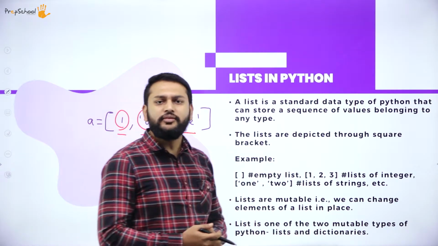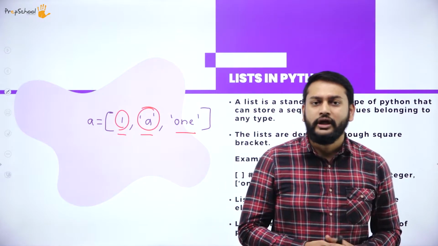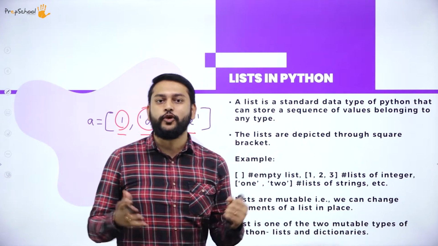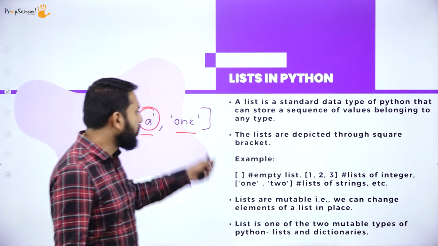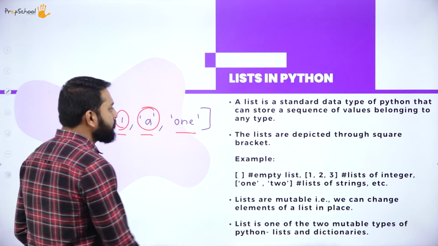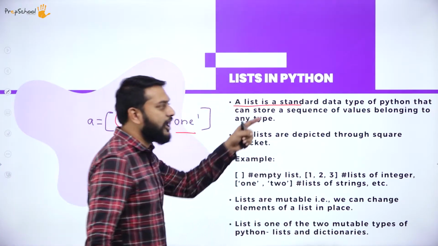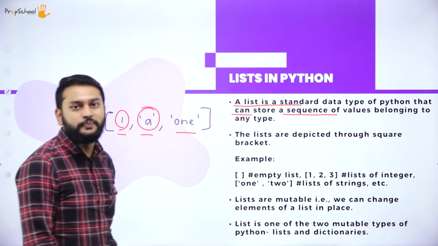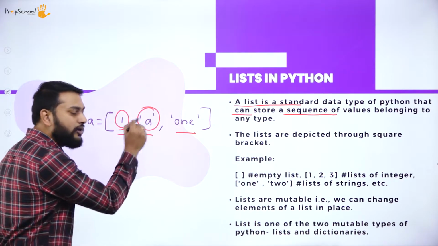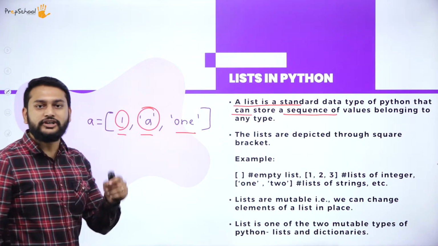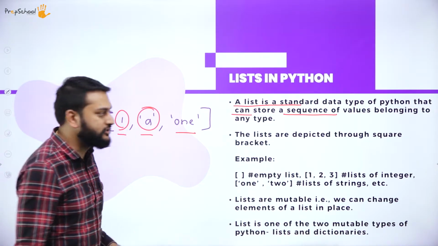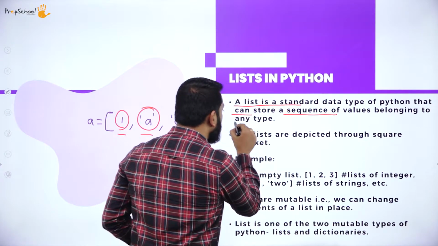I can have n number of objects. It doesn't matter what type of value you are storing, each and every value will be treated as an object, right? So that's what we have given here. So please understand, a list is a standard data type of Python that can store a sequence of values. Sequence in the sense one by one, separated by commas. That is what they are trying to convey with the word sequence, right? So a sequence of values belonging to any type.